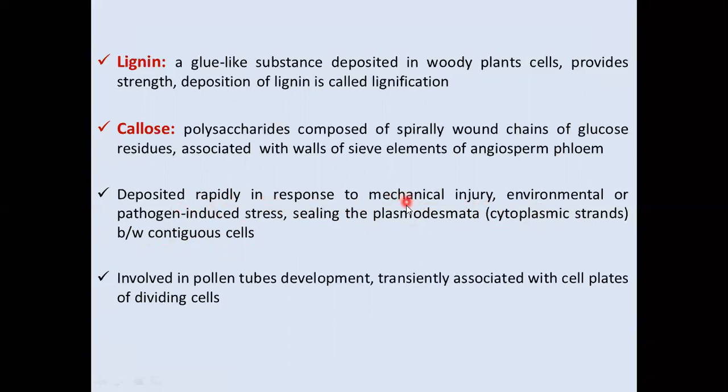So cellulose, when a mechanical injury to cells occurs or environmental stress or some pathogen attacks the cell, it releases and seals the plasmodesmata, which are the pores in the cell wall, and helps to avoid that injury or pathogen-induced stress. Cellulose is involved in pollen tube development and also transiently associated with cell plates of dividing cells. So it also helps in cell plate formation.